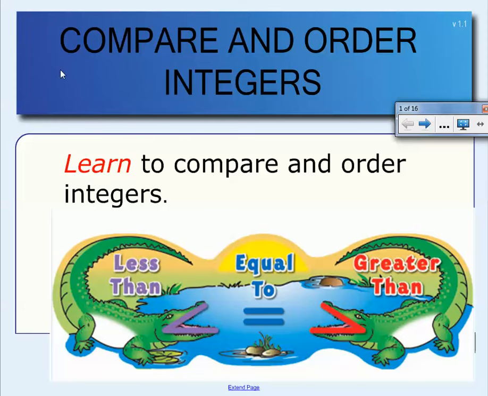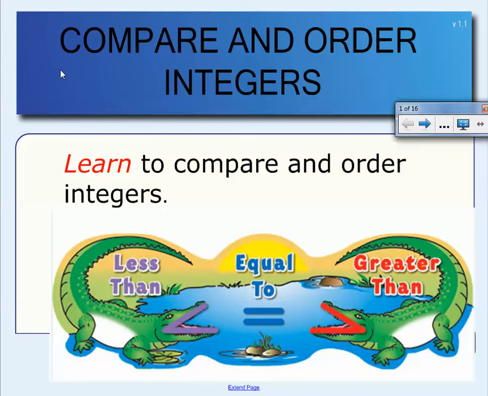Boys and girls, we're going to watch a video now on comparing and ordering integers. So please open up to the second page in your notes packet that says 9-2 compare and order integers at the top. I have a little crocodile picture at the bottom to remind us of our different symbols in case you forgot what they look like.